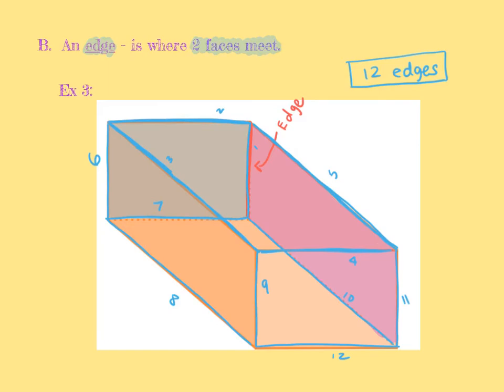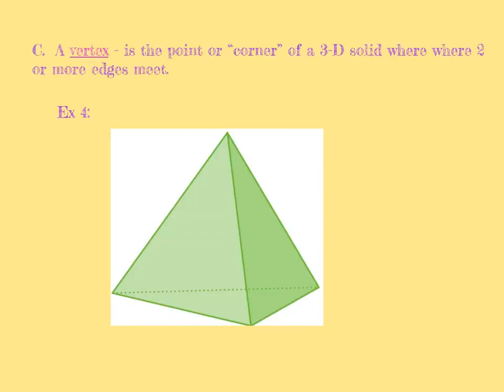Hopefully you didn't get too confused there. And now the last one is vertices, or a vertex. The plural version of vertex is vertices. A vertex is the point. Now I'd like to really focus on point or corner, okay, because that's how I think of it. So it's the corner of a 3D shape where 2 or more edges meet. So if you look at the edges, now you know what edges are, right?